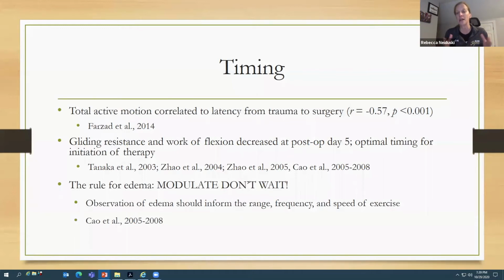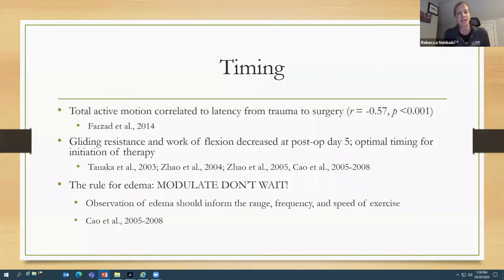So the longer time it takes between any of those actual things, so from surgery to therapy or from injury to surgery, the worse the total outcome will be. And so we do want to try to get those patients sooner to surgery and sooner to therapy.